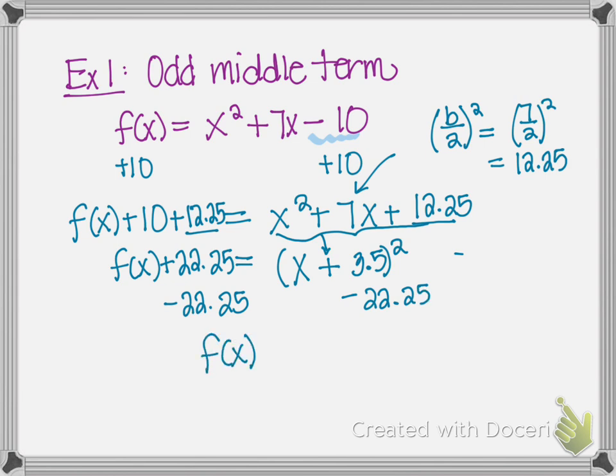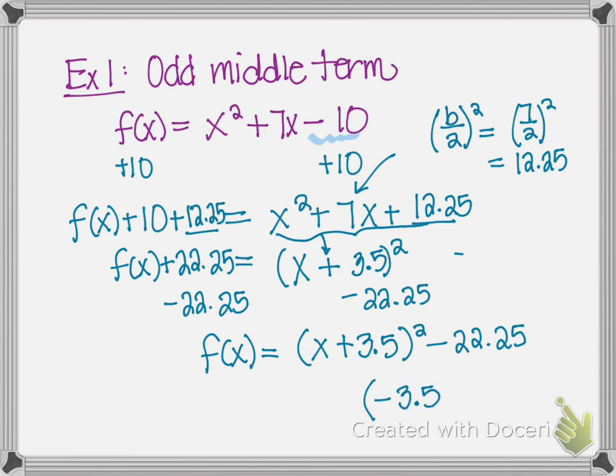So that's f of x is equal to x plus 3.5 squared and then minus 22.25. So now my vertex is at negative 3.5 and negative 22.25. That's my vertex. Okay, so that does it for odd middle term.